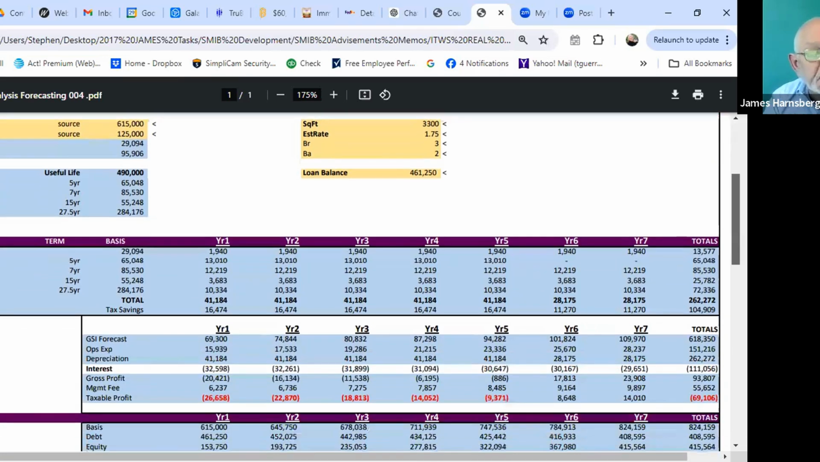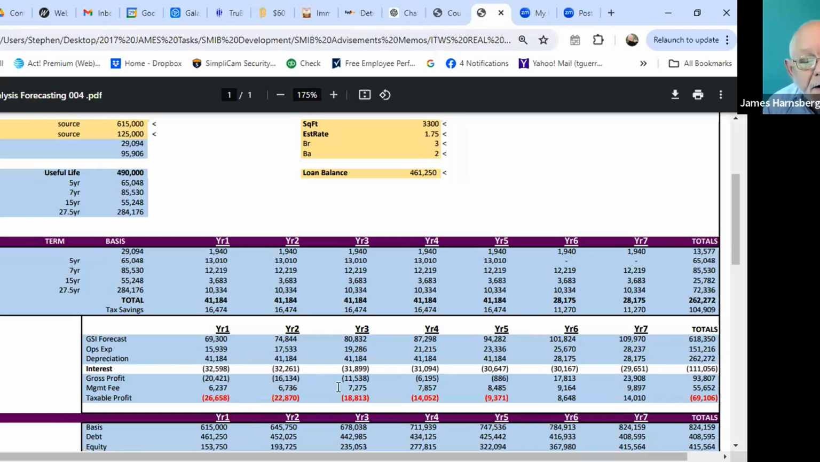Then I'm going to get the GSI forecast using the rent survey approach. How much per rentable square foot am I going to get in rent? What my operating expenses are, and I take my GSI and I subtract my operating expense and my depreciation and my interest, and I have a taxable gross profit of negative $20,421 in year one.